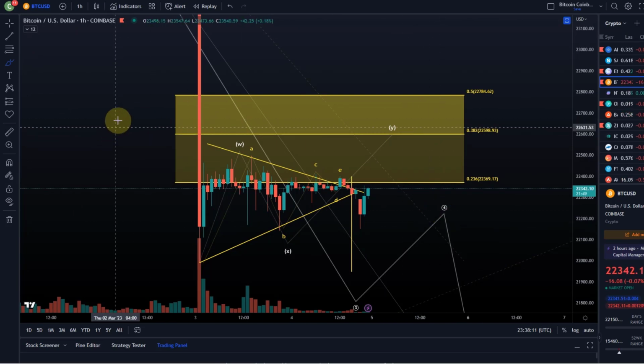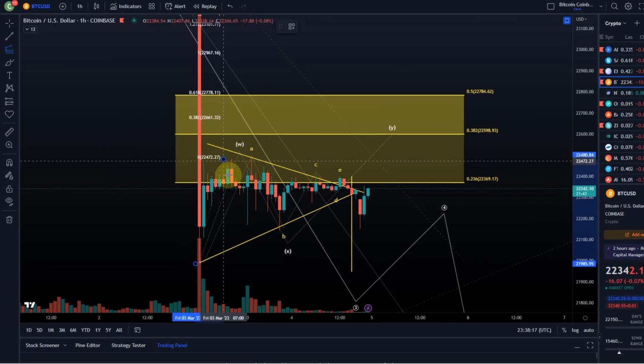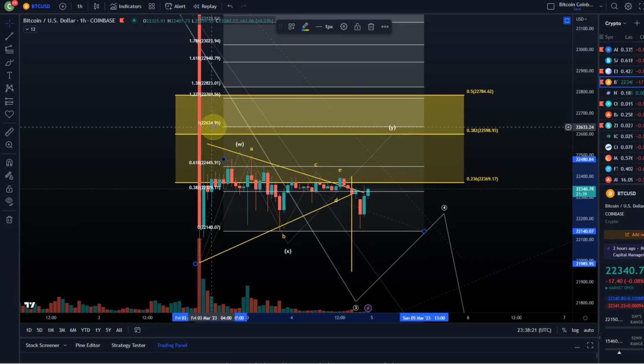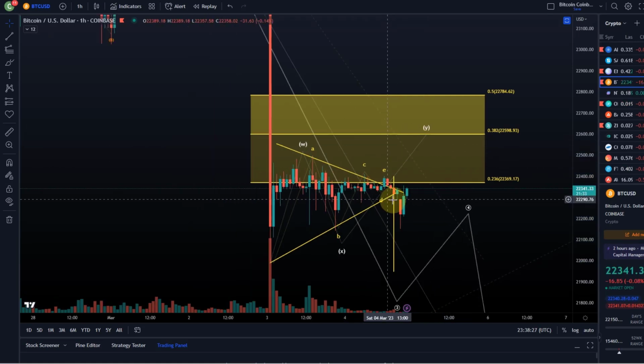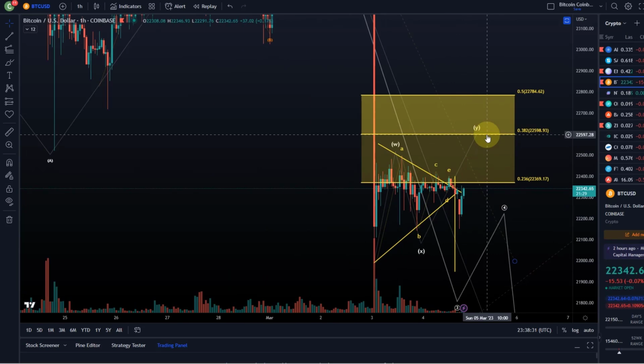Yeah, that's absolutely likely. And if we talk about what's the length of the wave W, we go to the low of the X wave, 1-to-1 ratio. We talk here about 22.6K roughly. So this is sort of an ideal target for a Y wave. So yeah, I think we need to be prepared for short-term further upside, possibly.